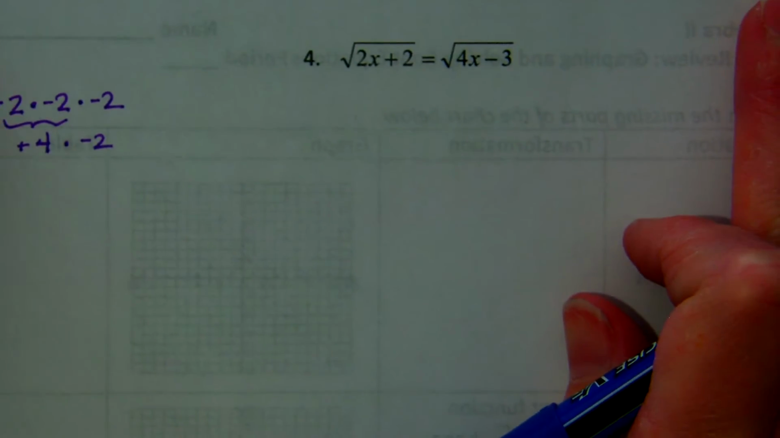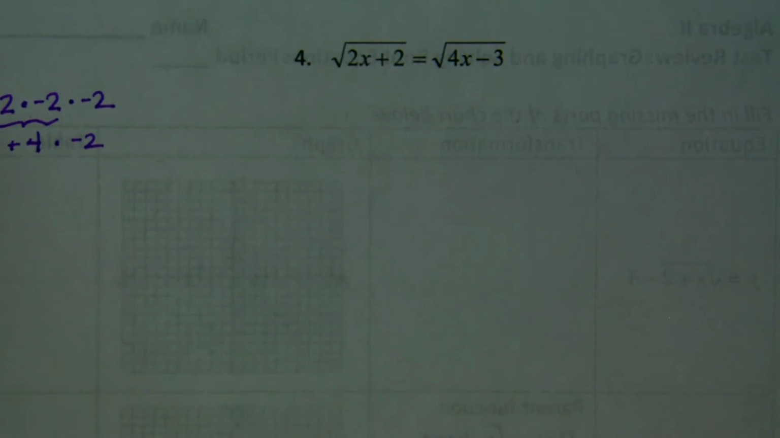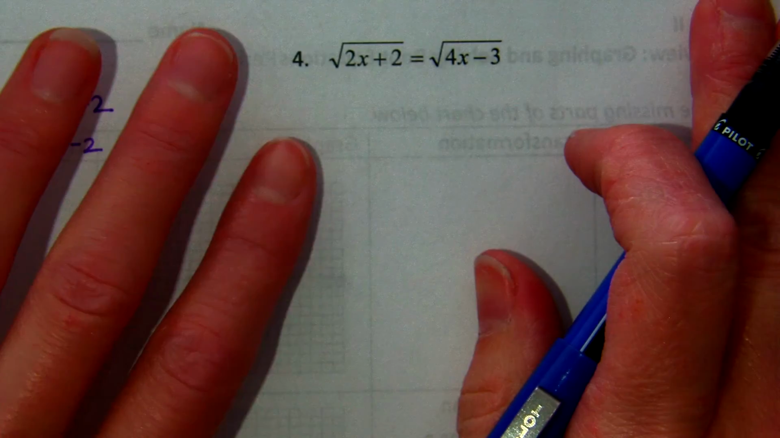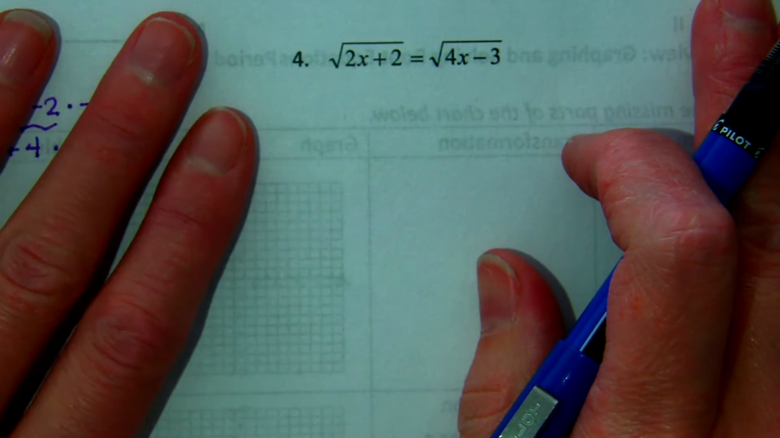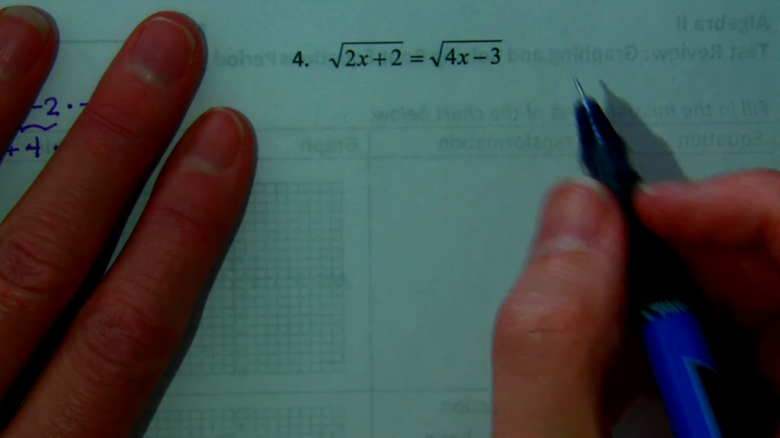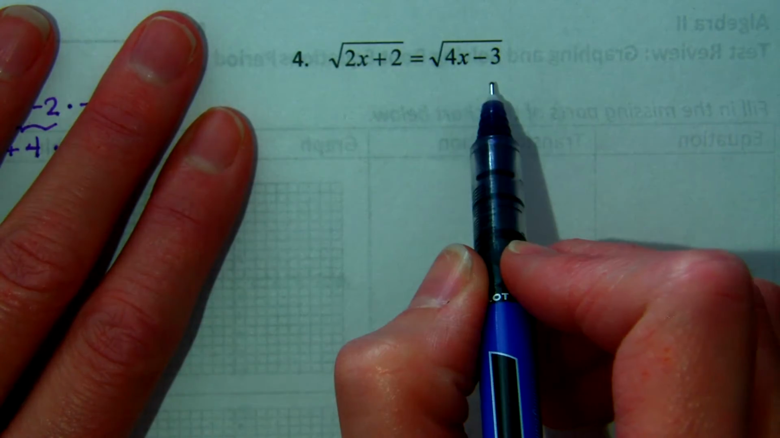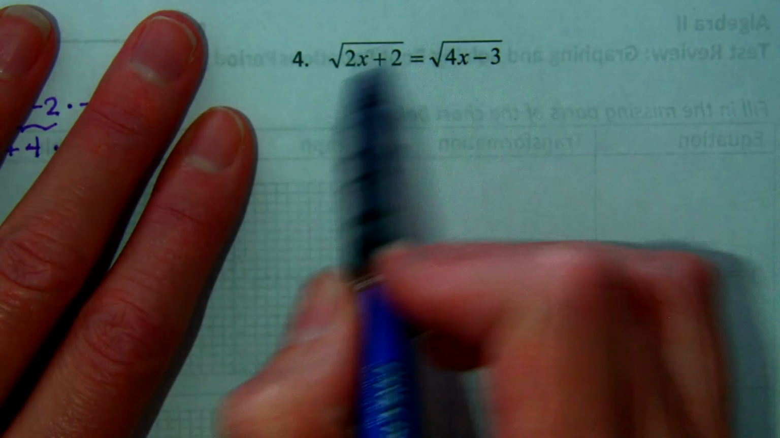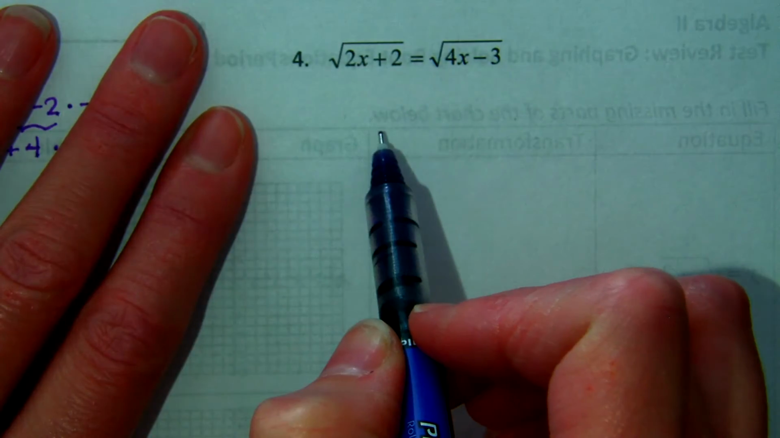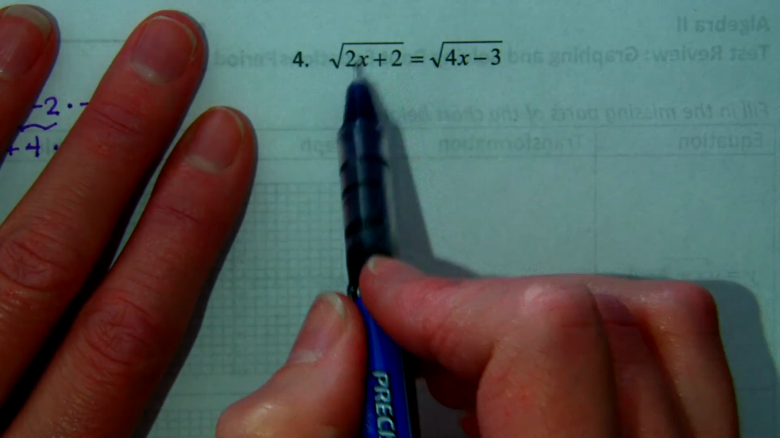All right, with number 4, this is 2 square root expressions that are set equal to each other. And when we have this, what we do, guys, is we can get rid of the square roots. We can square both sides to get rid of them. There's nothing else on either side of the equal sign, just 2 equal square root expressions.